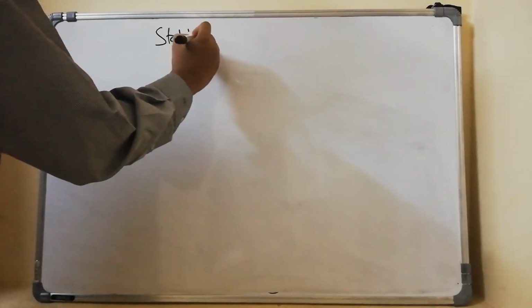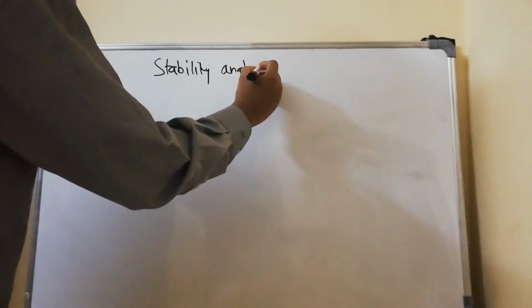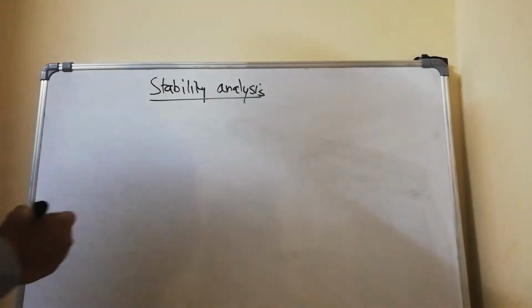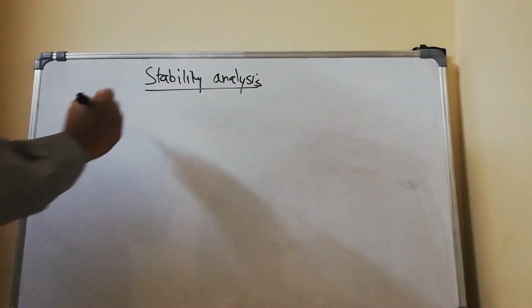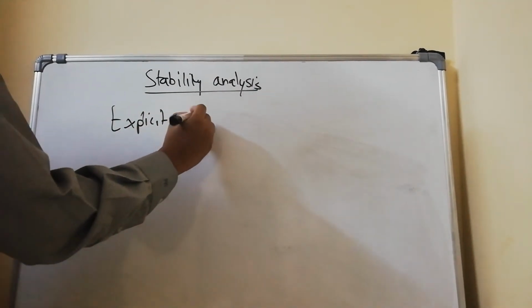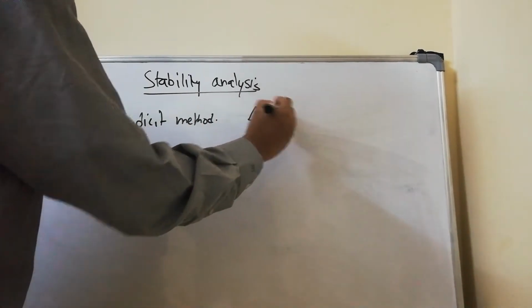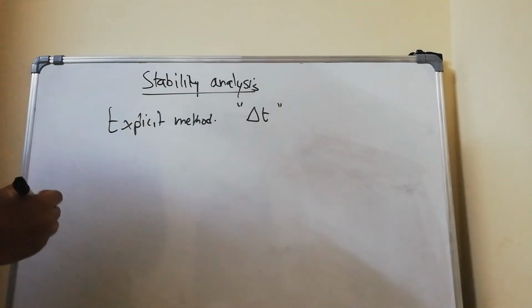Today we'll be looking at stability analysis. Okay, we have seen that in the explicit method, we cannot take the delta t value to be whatever we want.